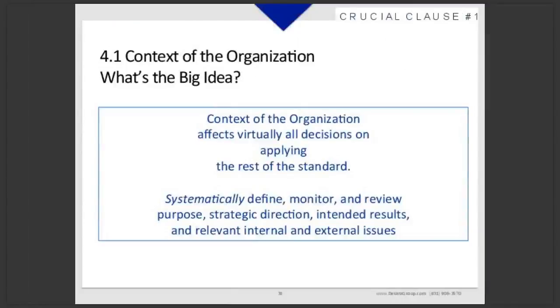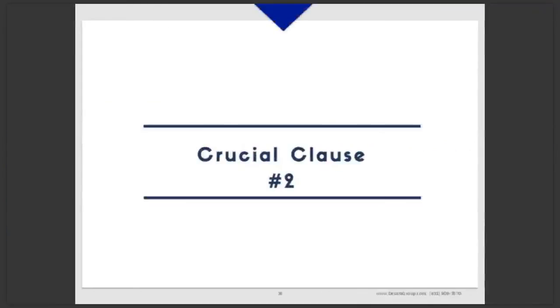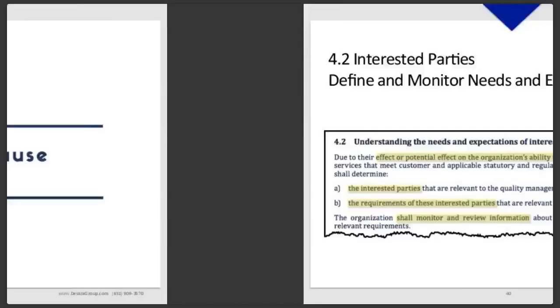Now, at the end of each one of these crucial clauses, we're going to have a slide like this. You want to copy this down either in a screenshot or in your workbook or in your notes. The big idea of context of the organization is that it affects everything else we're going to do in this standard. You need to systematically, and I say that for real, it's just like anything else, this is a process, define, monitor, and review your purpose, strategic direction, intended results, and relevant internal and external issues. If you say nothing else to management about their role, I shouldn't say that because there are a bunch of big takeaways, but this is something leadership needs to understand. They will be questioned about it, at least if they've got a decent auditor, they will be questioned about that as leaders. And then auditors will look at it throughout the rest of the audit to see if it plays out in real life.